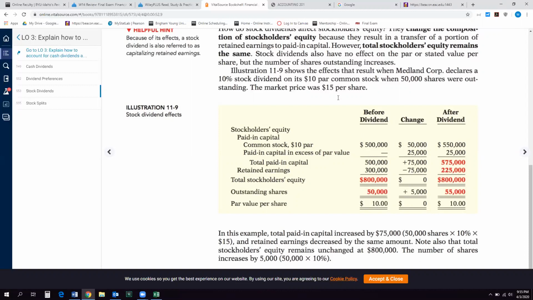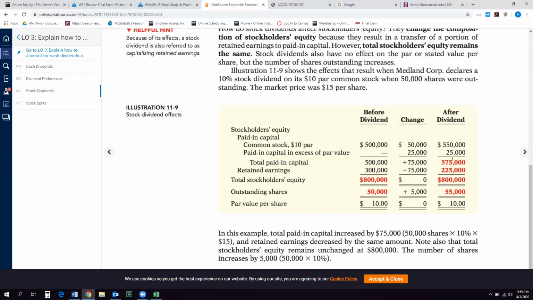But then it tells us the market price is $15 per share. So the first $10 is going to go toward the common stock account. And then the other $5 per share is going to go to the paid in capital in excess of par. So their total paid in capital is going to increase by $75,000. We have to pay for this from somewhere, and that's from retained earnings. So retained earnings is going to go down by 75,000.